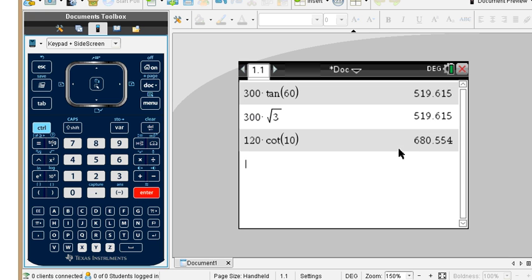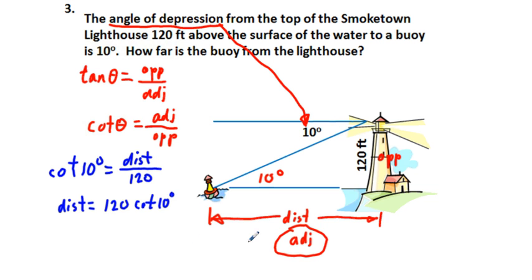So that's going to be 680.554, and rounded to the nearest foot is going to be 681 feet. That's going to give us 3 significant figures.